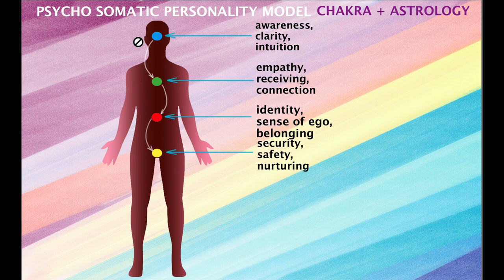This is the downward spiral. Think of it as a spiraling life force energy. This downward spiraling life force energy, how does it show up practically? Well, if you have increased awareness, clarity and intuition, it feeds into having increased empathy, receiving and connection, heart-centered connection, which in turn feeds into increased identity, sense of ego and belonging, which feeds into increased sense of security, safety and nurturing. See how the increase feeds into one another?